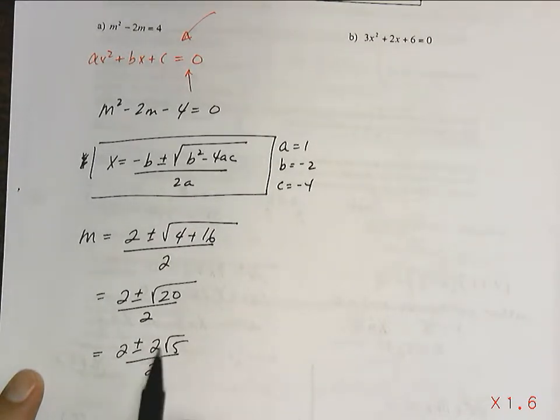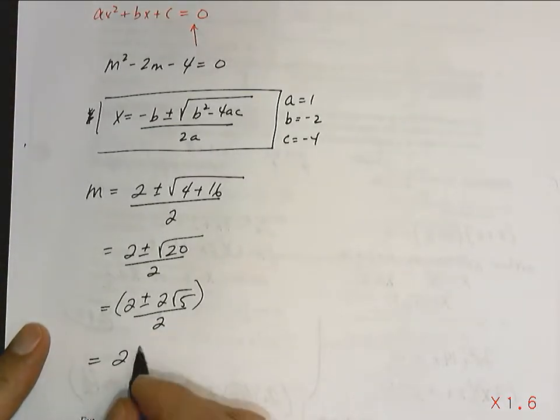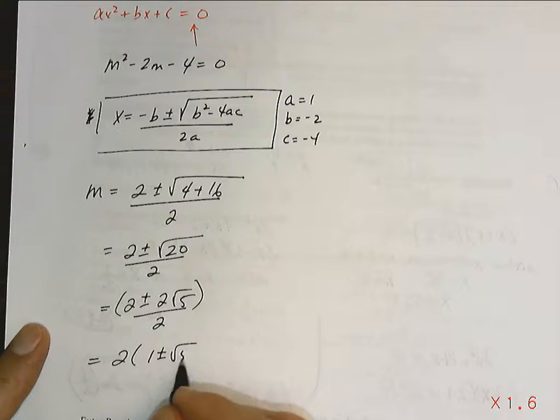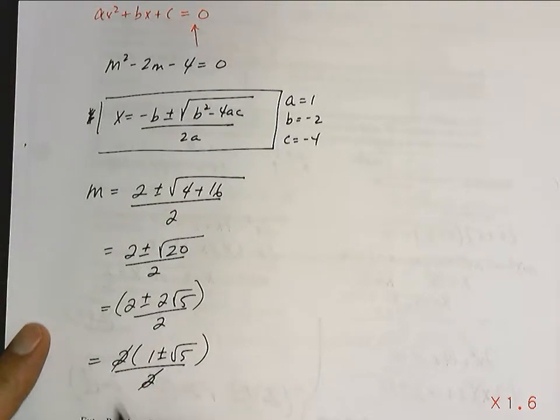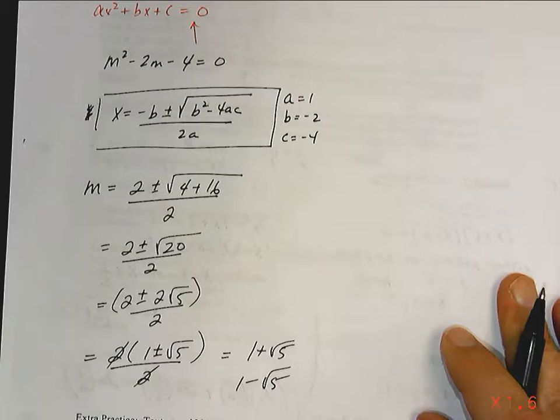Notice I have a 2 here and a 2 here. If I think about that with brackets, I can put a 2 outside, 1 plus or minus root 5 over top of 2. And my final answer is 1 plus root 5 and 1 minus root 5. So there's 2 answers there.